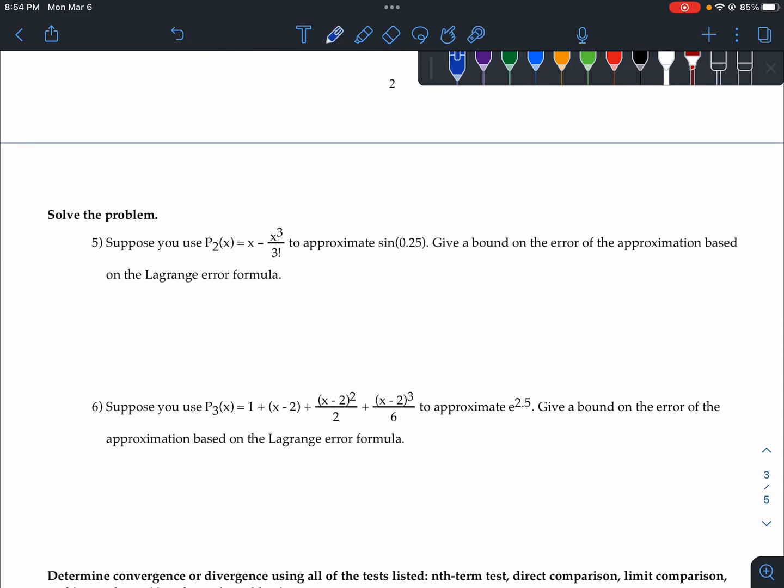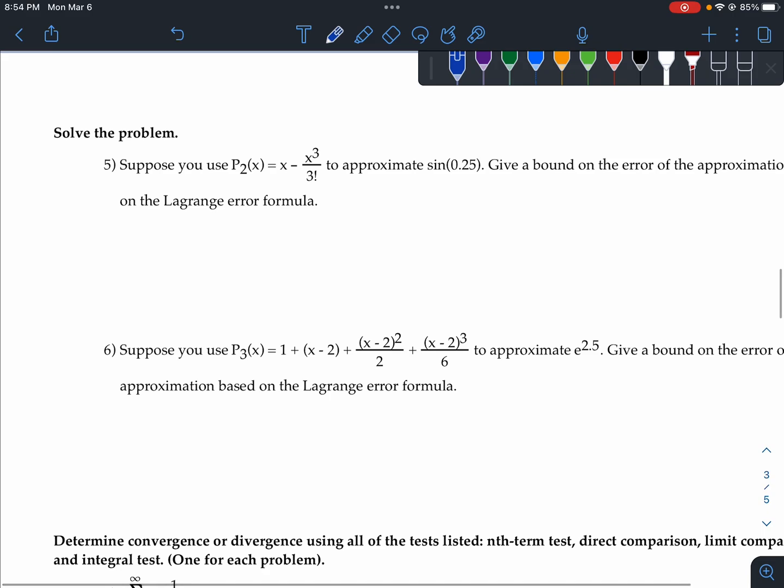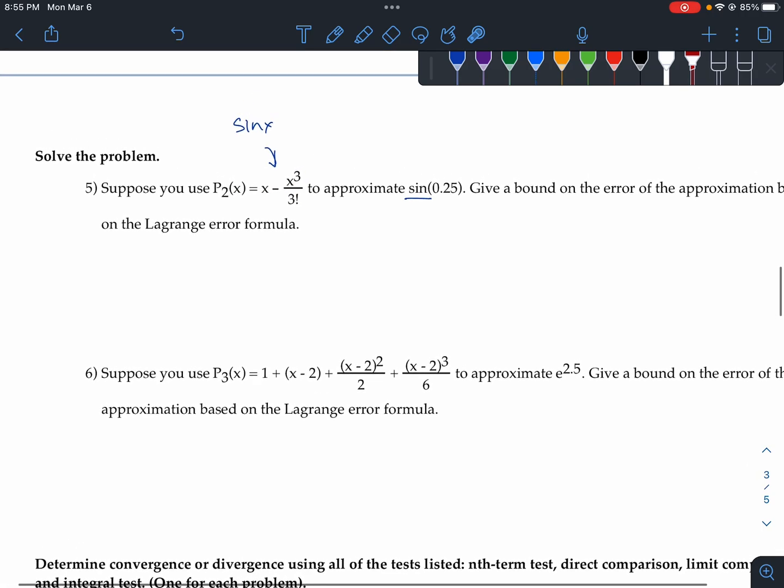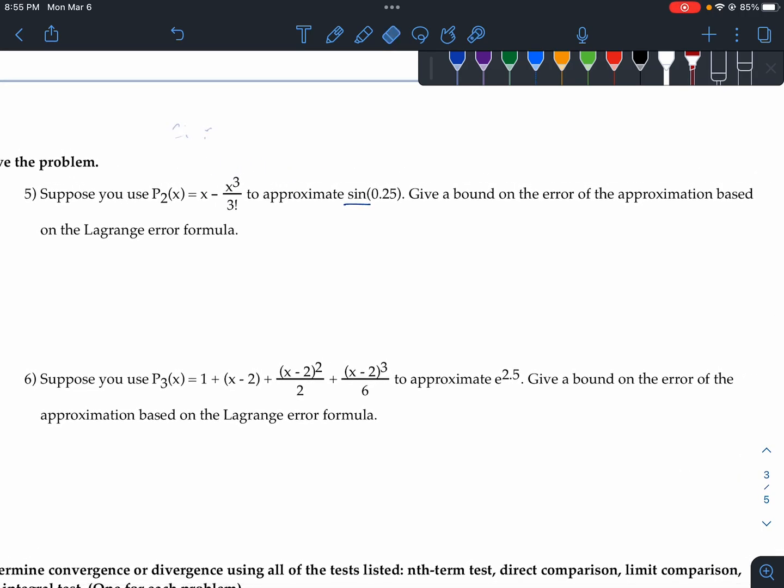Okay, so suppose you use p sub 2 is equal to this right here. I assume they're saying p sub 2 because it's the first two non-zero terms of this. Now, if you're familiar with the Maclaurin series table, which I hope you have some familiarity with, you should know what sine of x is equal to. So we're given the sine of x Maclaurin series right here, which is helpful if you ever need it later. But in any case, that's sine of x, so we're centered at 0.